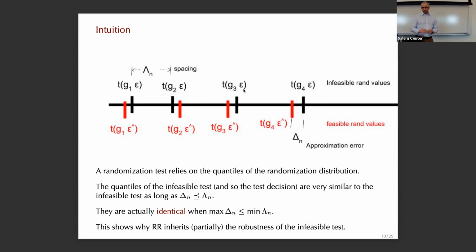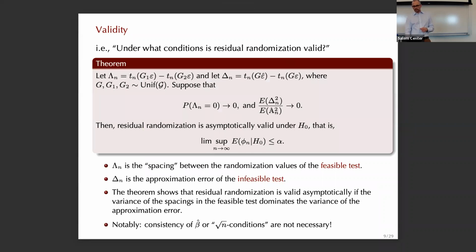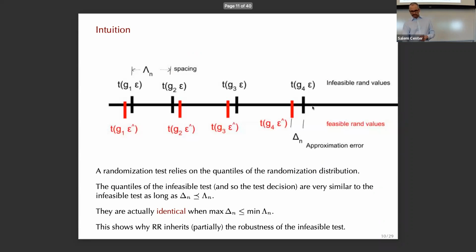Yes, and mind you, this is not requiring that the estimator is consistent. Right, just that it can't be so bad. Yes, exactly. So the test can tolerate a certain amount of approximation error. Of course, if this delta is much bigger than the spacing, then it is going to mess up. But if it's not, then the approximate test is going to be very similar to the infeasible test. Exactly.